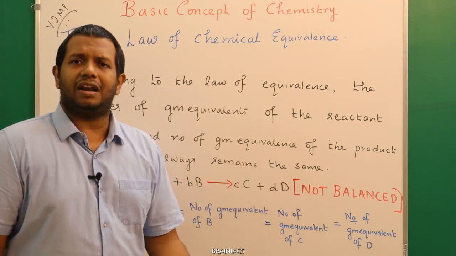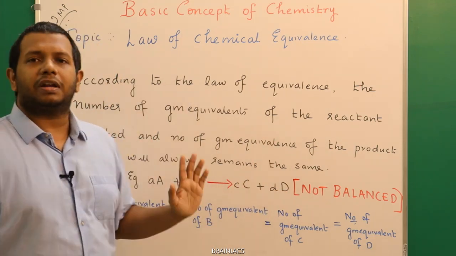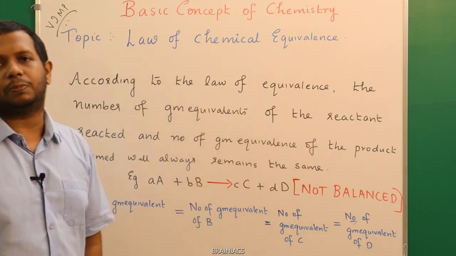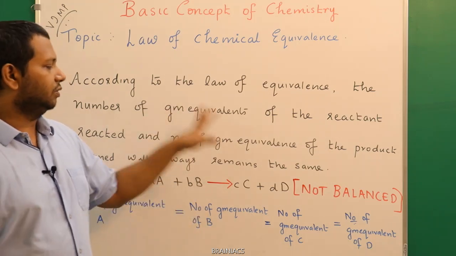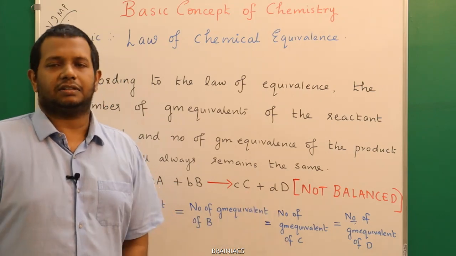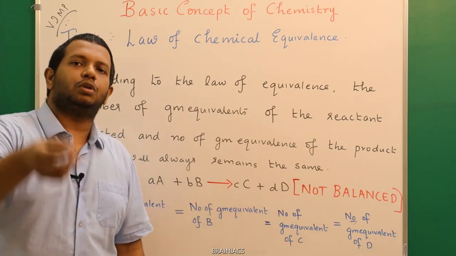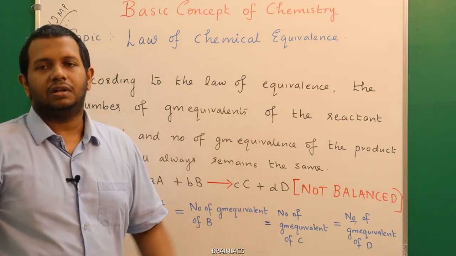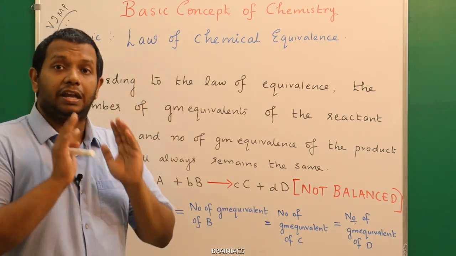The equation need not be balanced, or it can be balanced, but we are not worried about that. The only thing to remember here is that the number of equivalents of reactants is equal to the number of equivalents of the products. So the number of equivalents of A is equal to that of B, equal to that of C, equal to that of D. That's it. How are the number of equivalents calculated? Number of equivalents is equal to weight in gram divided by equivalent weight. Next we will do problems on law of chemical equivalence.